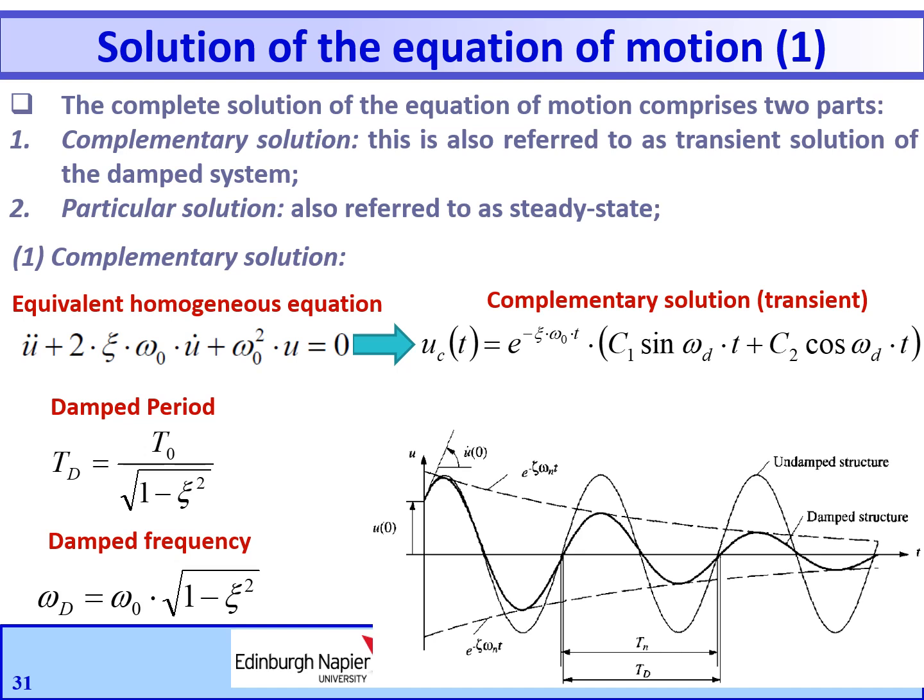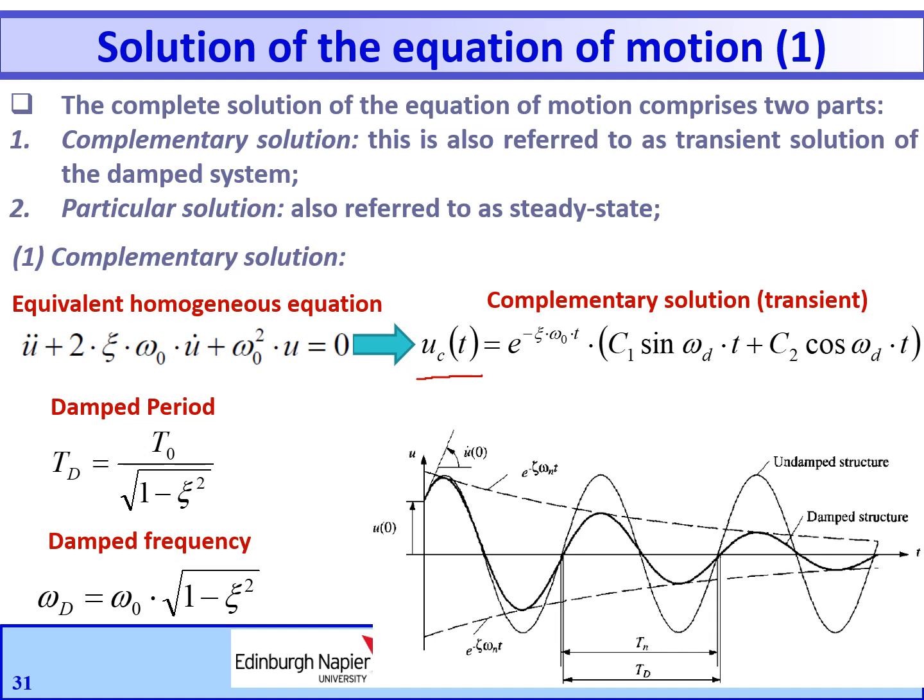The solution to this equation, subject to the initial conditions for systems with underdamping, meaning a damping coefficient less than the critical damping coefficient, is called the complementary solution, that is a function of omega d, which is the natural frequency of the damped vibration.